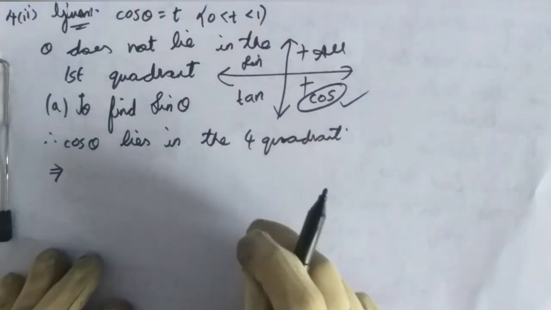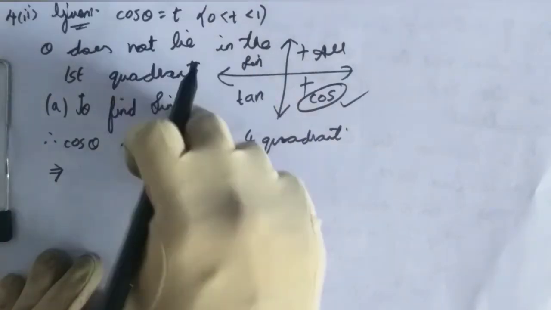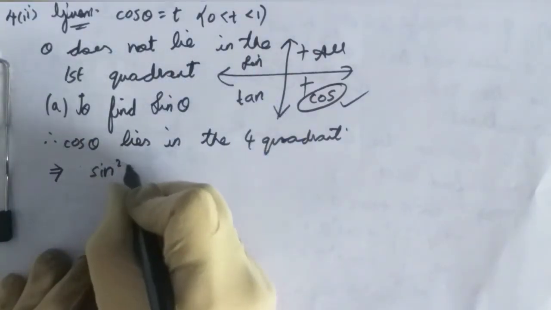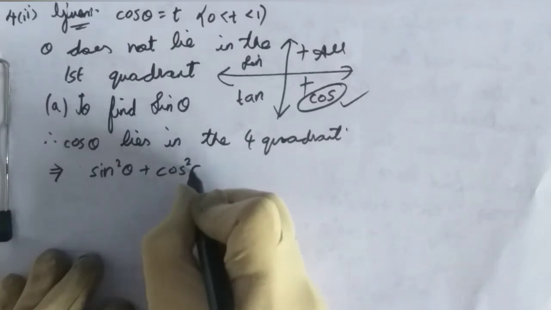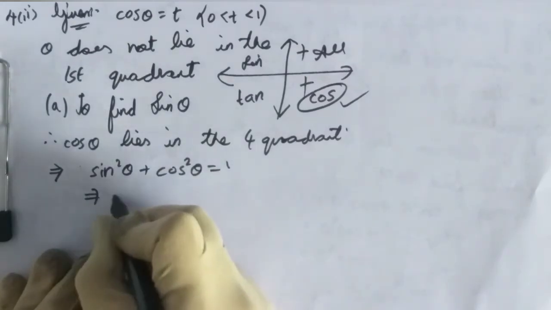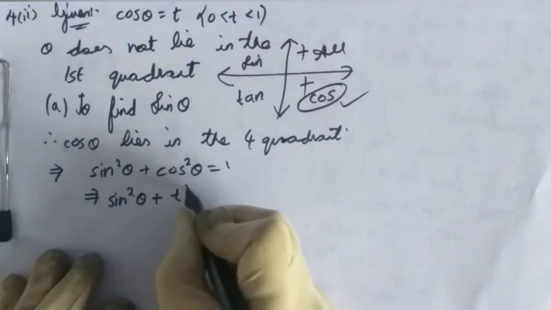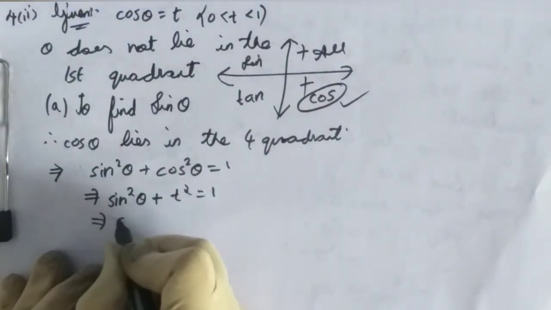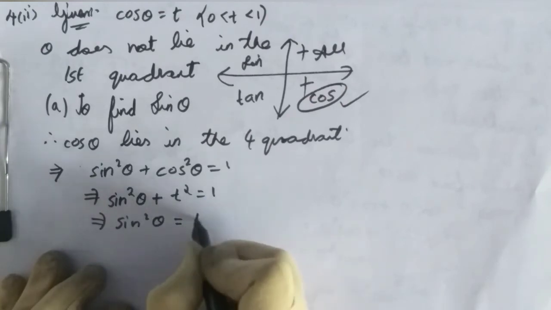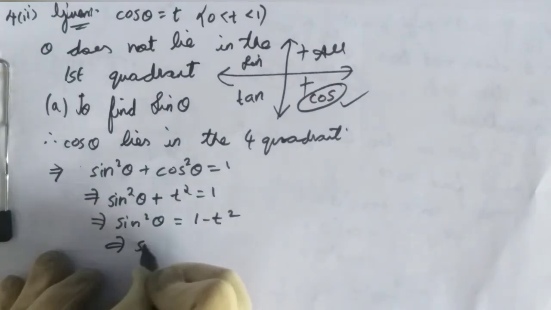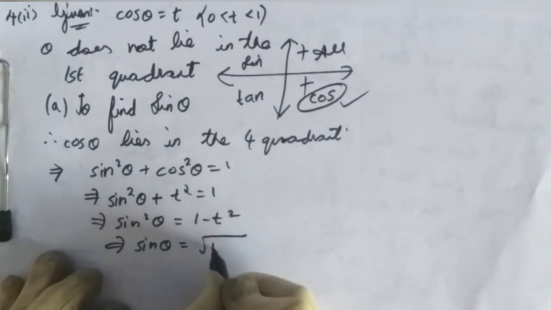Now we know again there is a relationship between sin theta and cos theta. So to find out cos theta, what is the relationship? Just now we did sin square theta plus cos square theta is 1. That is the identity which is used. So sin square theta will be as it is because we have to find that. Substitute the value of cos theta, t square is equal to 1. We have sin square theta is equal to 1 minus t square. So sin theta will be equal to square root of 1 minus t square.